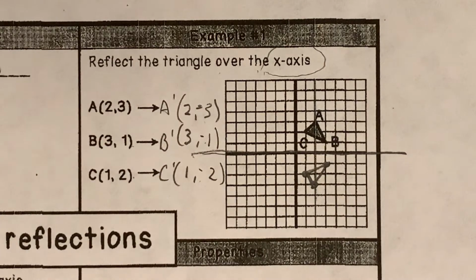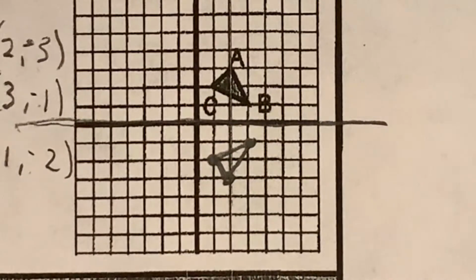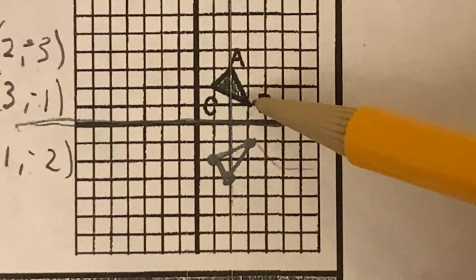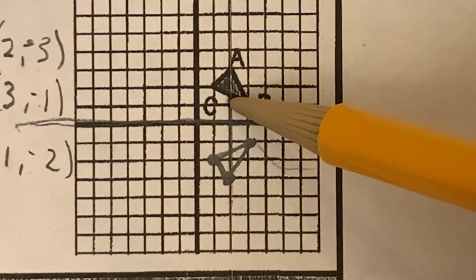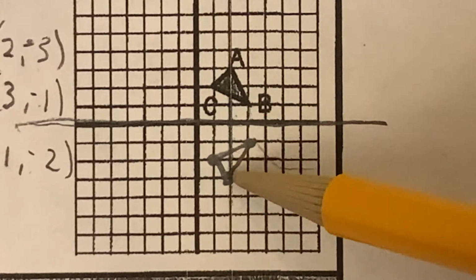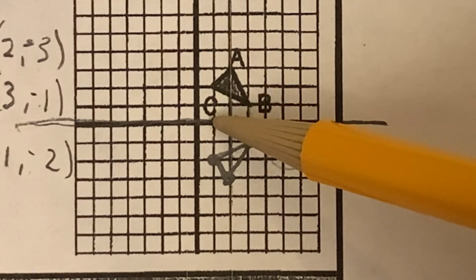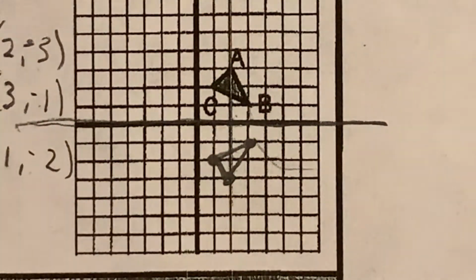Mine looks a little smaller, but that's just because of the thickness of the lines. I can zoom in quite a bit, so you can see it really does look about the same. Notice it flipped across. One of the key things to recognize is that each point, like B and B prime, is exactly the same distance from the line of reflection. This is 1 away, that's 1 away. A is 3 away, and A prime is 3 away from the x-axis. C and C prime are each 2 away. That's something you're supposed to notice. I'll zoom back out a little bit now.